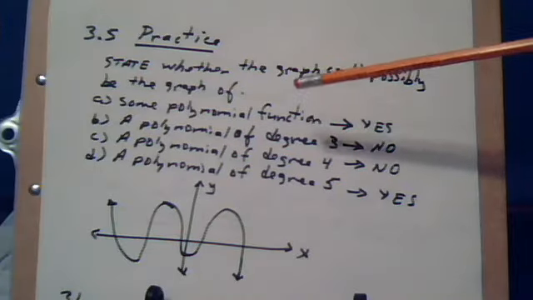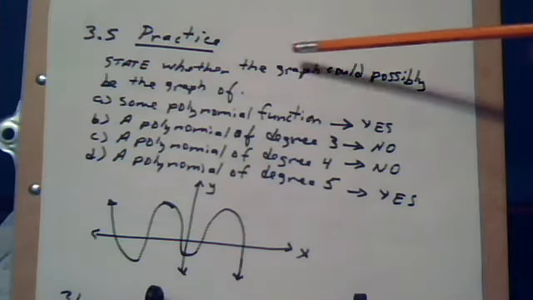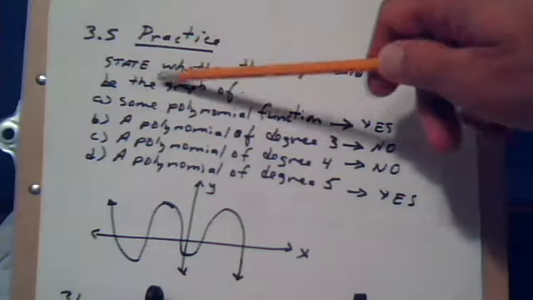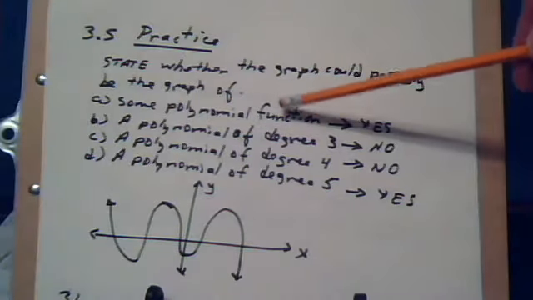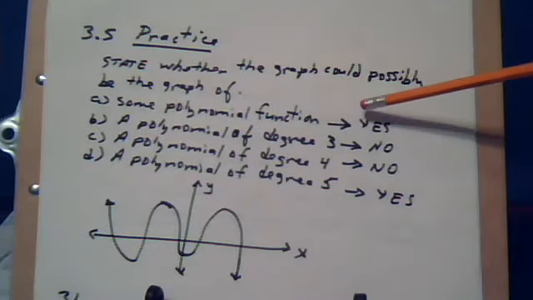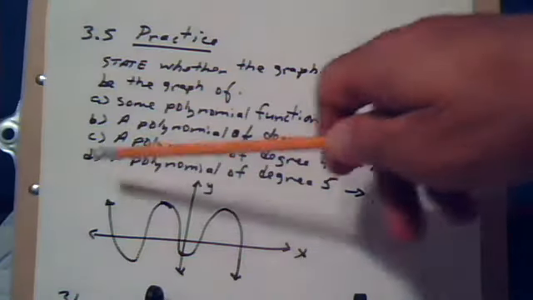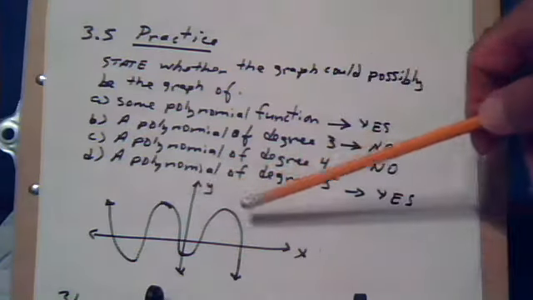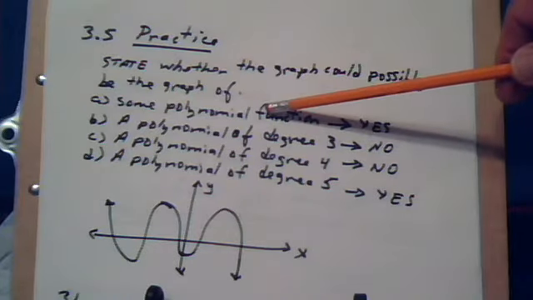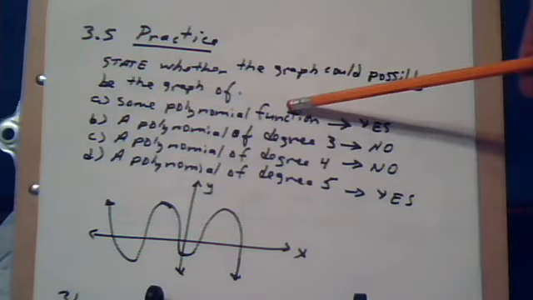Let's practice with this polynomial. State whether the graph could possibly be the graph of some polynomial function. It could be. The answer is yes, because it's smooth, continuous, and has no sharp corners. So it could possibly be some polynomial function.